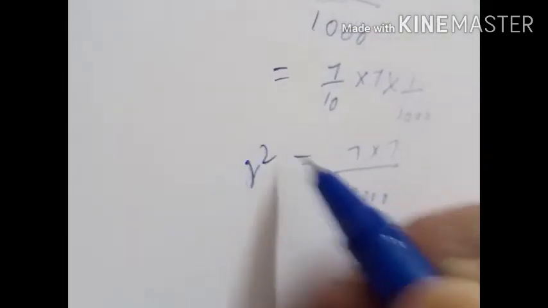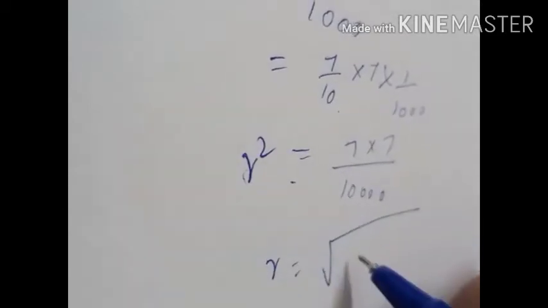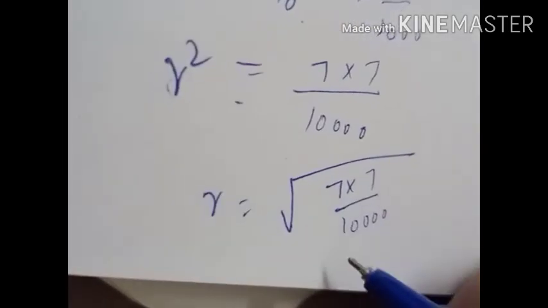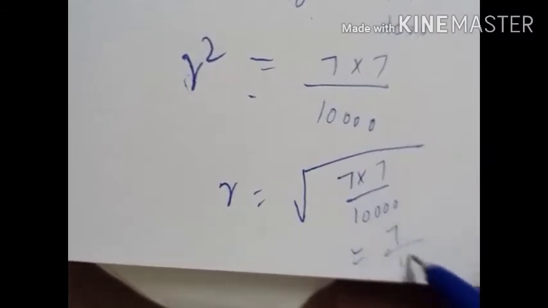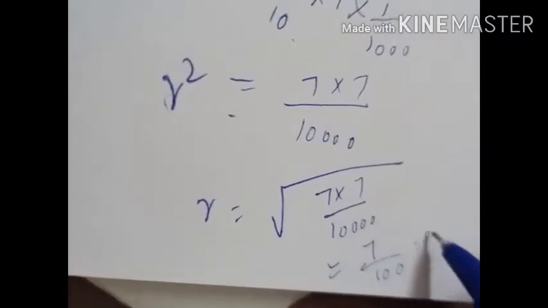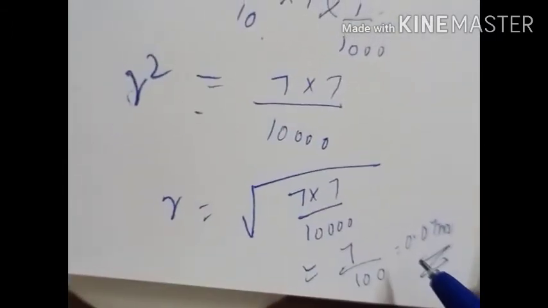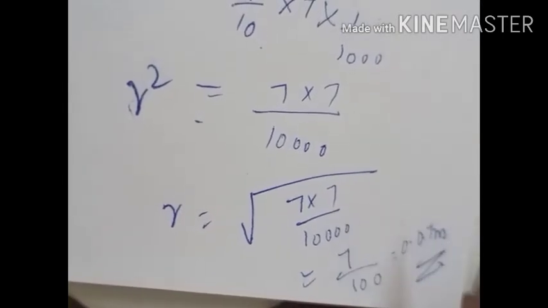Then this is r square. So we have to find r. For finding r we should find the square root of 7 into 7 by 10,000. So root of 7 into 7 is 7 itself. Root of 10,000 is 100. So 0.07 meter. This is the radius. 0.07 meter is the radius of this base.